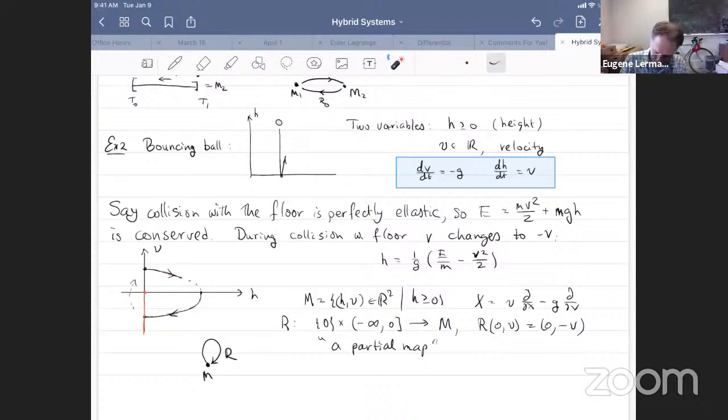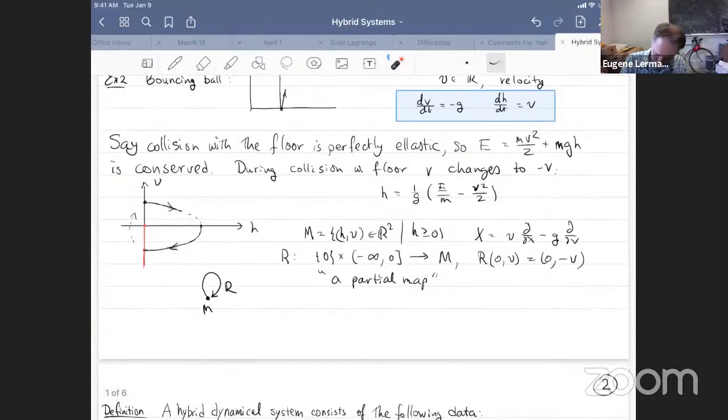So if I want to draw the trajectory, I'll start here, I'll follow. So the height goes down, the velocity goes up. The relation between height and velocity is this one, just solve the conservation of energy equation. So we have a parabola. And then when we hit the floor, there's again a reset map. It takes this point over here, and it would take this point over here and this point over here. So the reset map, V goes to minus V.